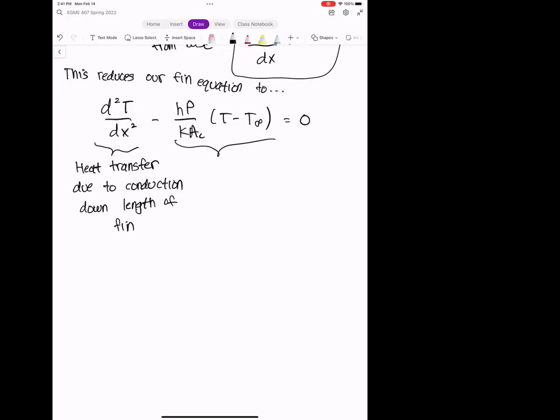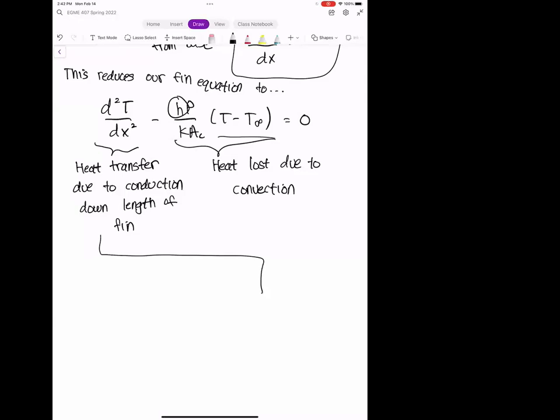Whereas this term right here has a relationship that looks like our convection, Newton's law of cooling. And so this is our heat loss due to convection. Mostly because there's an h here, and whenever you have an h, that means there's convection. And we have this T minus T infinity, which is the same as convection. And so our heat equation for fins is a relationship between these two.